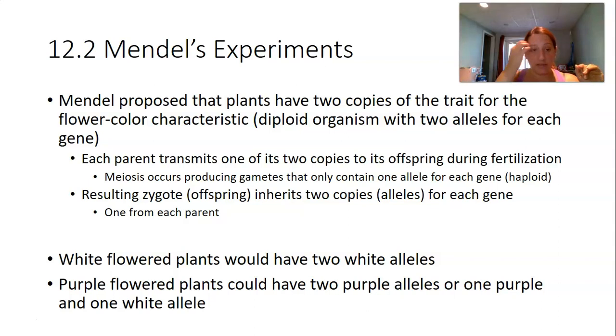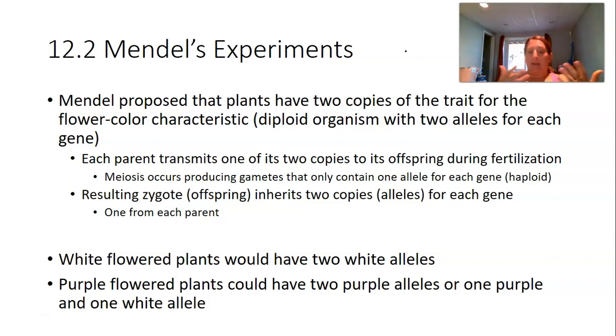So from these studies, what Mendel proposed is that plants, or any diploid organism, have 2 copies of each trait. So plants inherit 2 copies of the flower color trait. Now we say that these pea plants inherited 2 alleles for every gene, but again, that terminology didn't exist. So Mendel just said they get 2, and he actually called them unit factors.